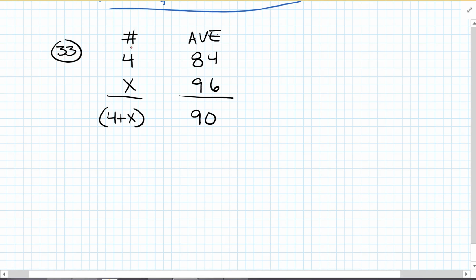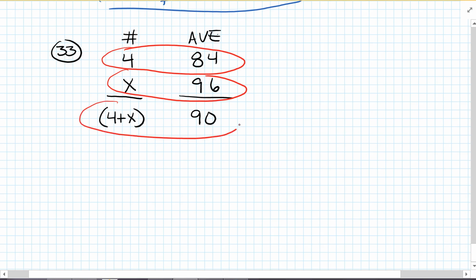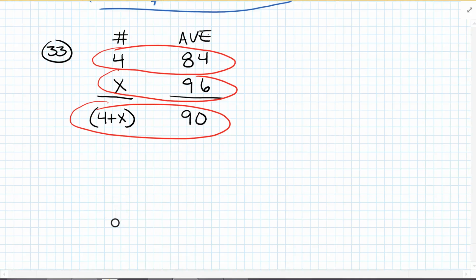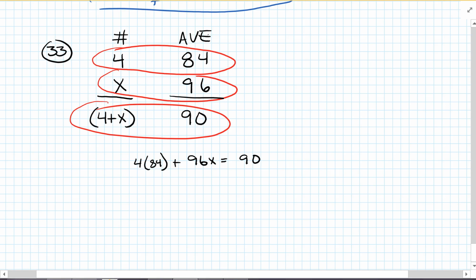So I can just do the laws of average here. I can just say these two numbers times each other plus the product of these two numbers has to equal the product of those two numbers. And we know that just because that's based on averages. All right, so I can say 4 times 84 plus 96x is going to equal 90 times 4 plus x.